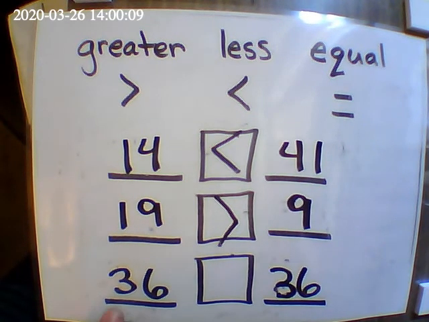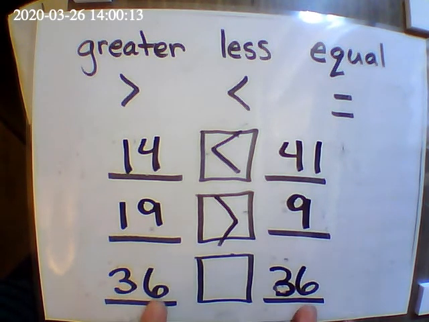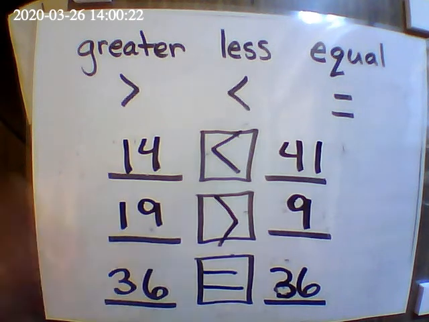And then moving on, 36 and 36. The tens are the same, and the ones are the same. So that means that they are equal. So the way we read it, 36 is equal to 36.